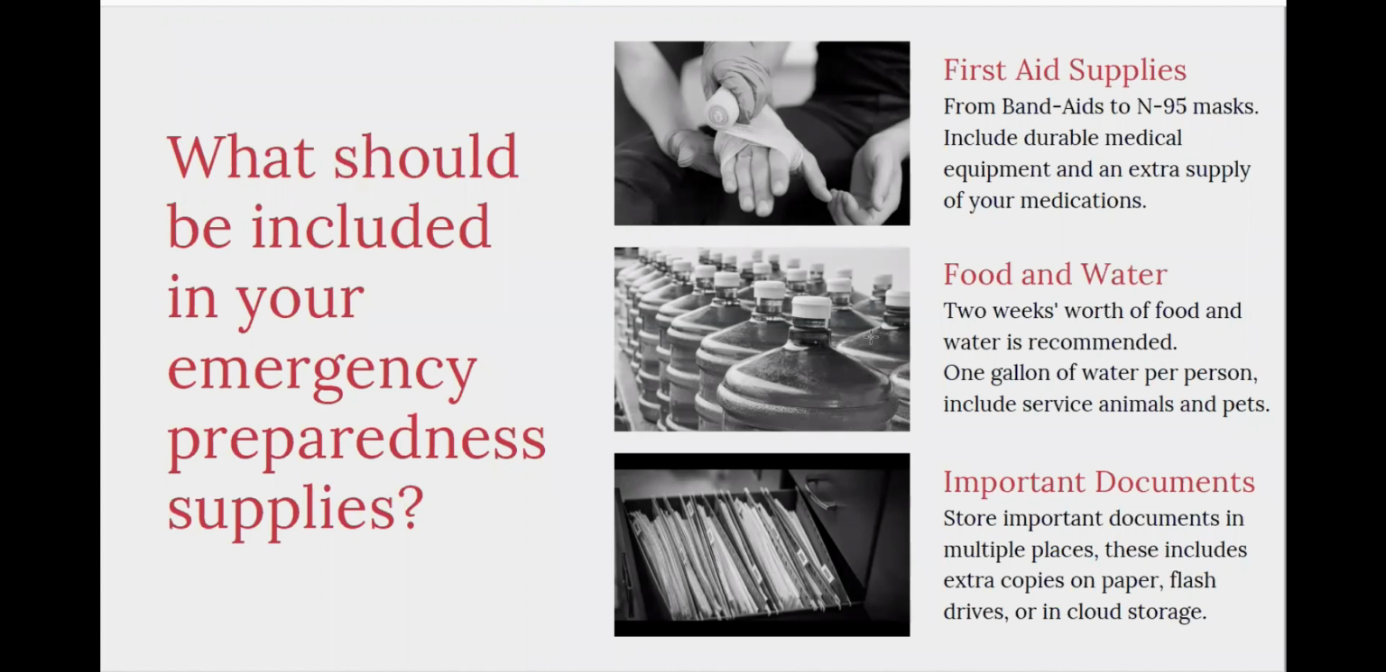Okay, food and water. 2 weeks worth of food and water is recommended. 1 gallon of water per person, and include service animals and pets. You will commonly still see 3 days. It used to be recommended 3 days, and several government officials and paperwork have also said 2 weeks. So it's a little confusing out there whether FEMA's recommendation is 3 days or 2 weeks.